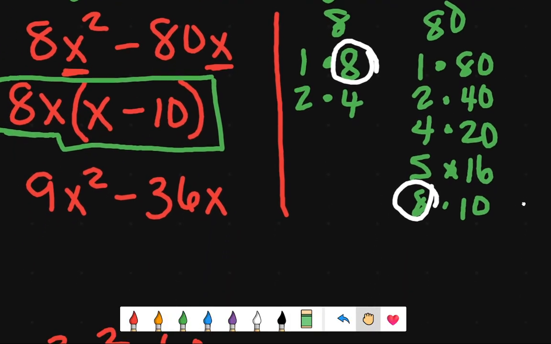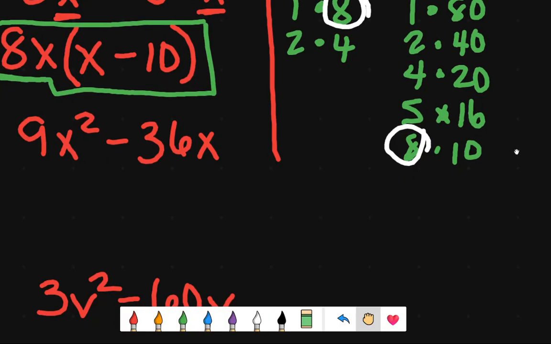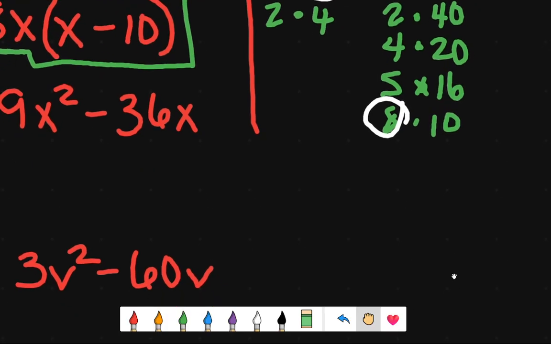We have 9x squared minus 36x. Once again, we can list out the factors and see what the common factors are between the two. Take a few seconds to do that. For 9, if I list out my factors of 9, I'll start with 1. 1 times 9 is 9. 3 times 3 is 9. And that would be it. Those are the factors that will get you 9.